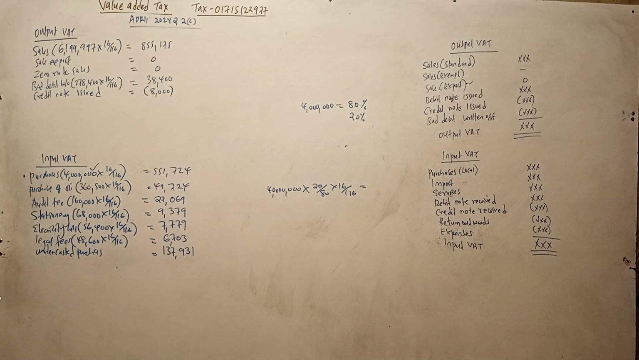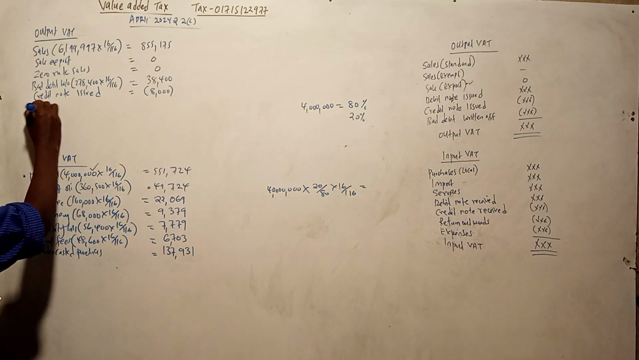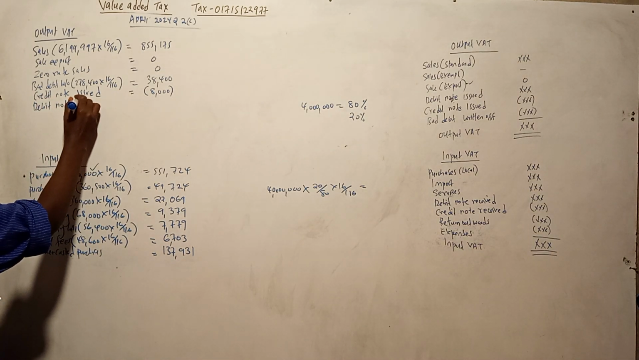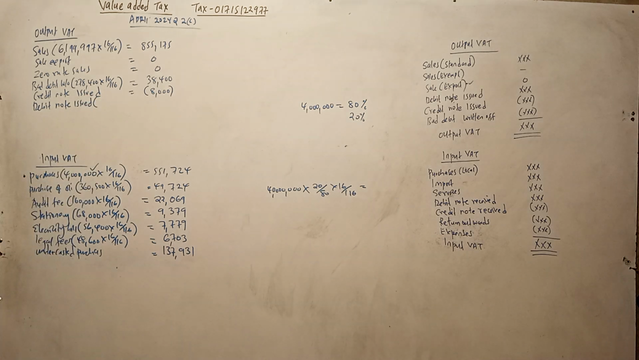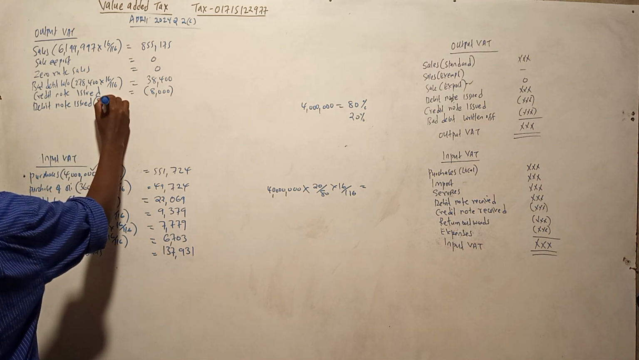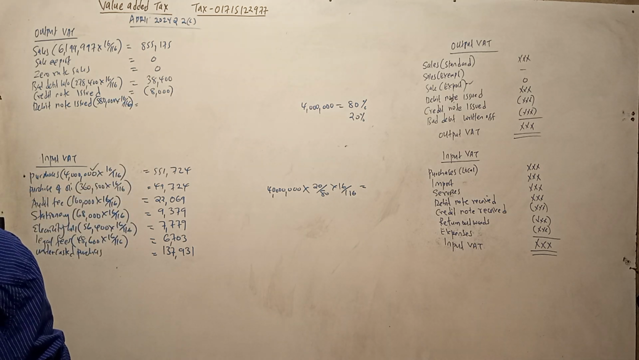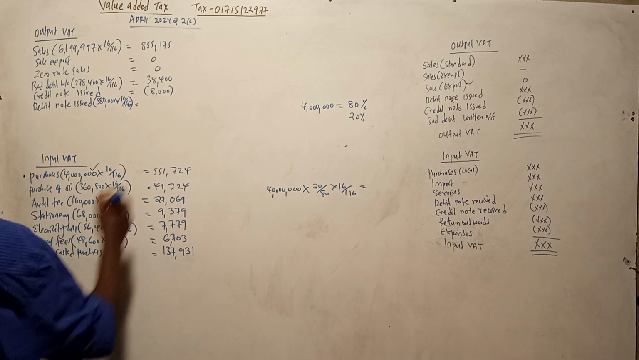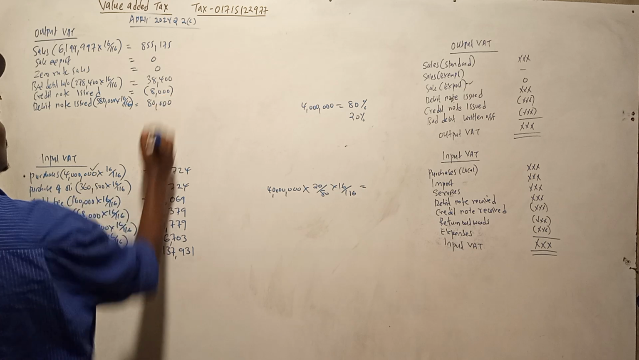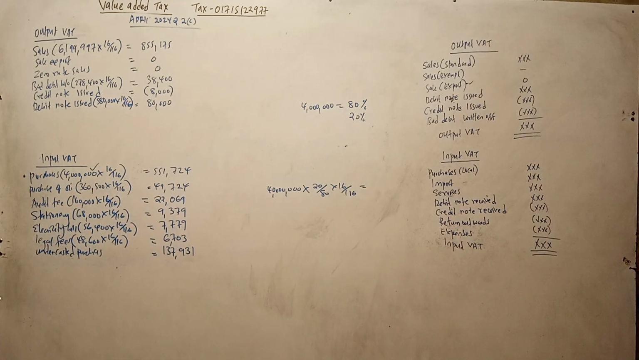Aya. Then we have a debit note. Debit note issued also. So debit note issued tukiangalia pale ni ngapi? 580,000 times 16 over 116, which is 80,000. So debit note issued, we add it.